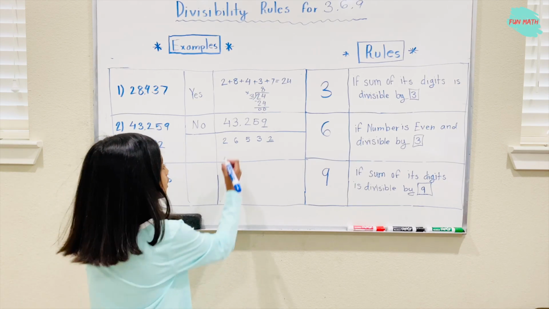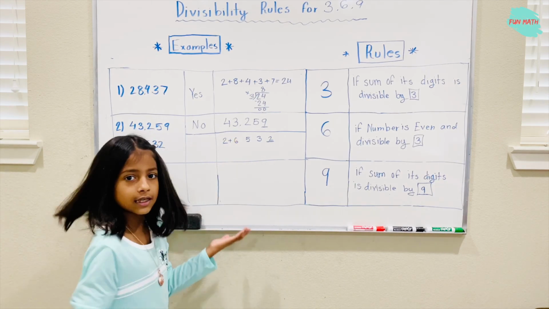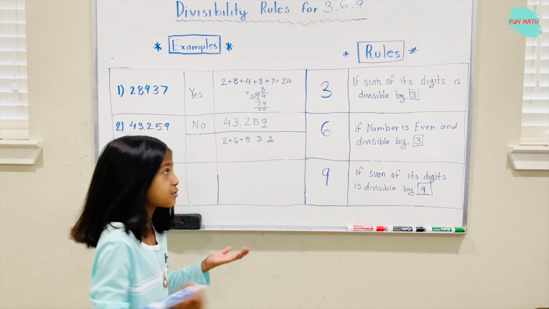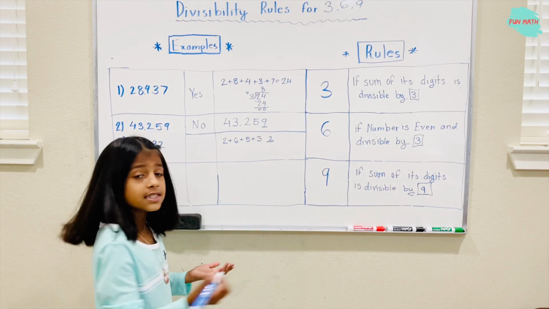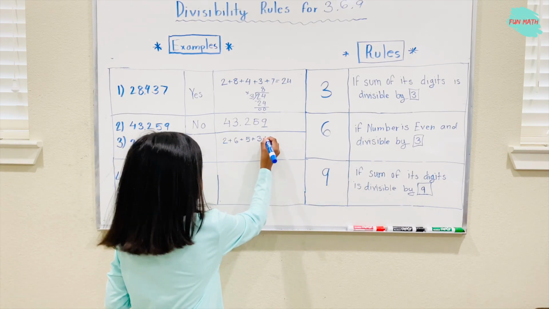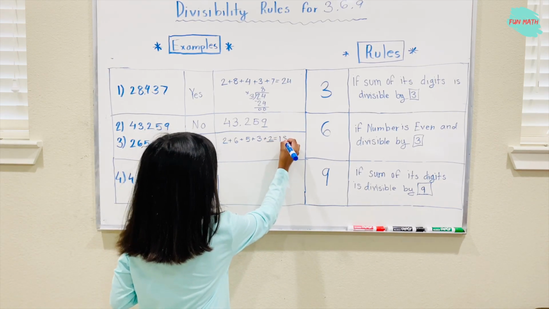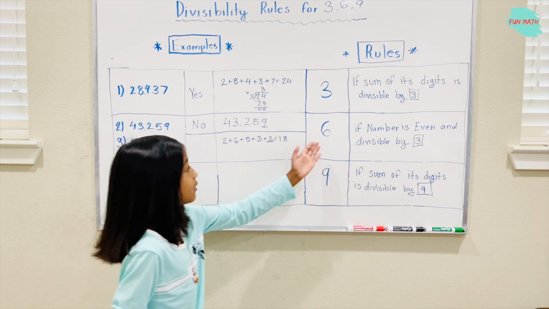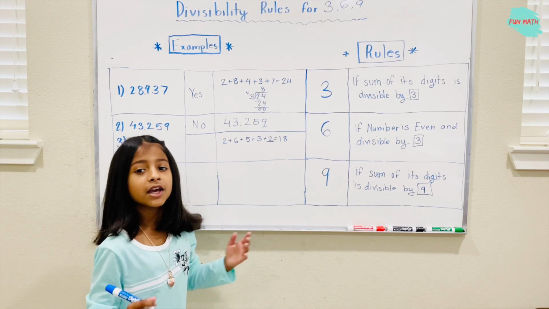Let's try. 2 plus 6 is 8. 8 plus 5 is 13. 13 plus 3 is 16. 16 plus 2 is 18. Okay, now since we found 18, now we have to divide 18 by 3.